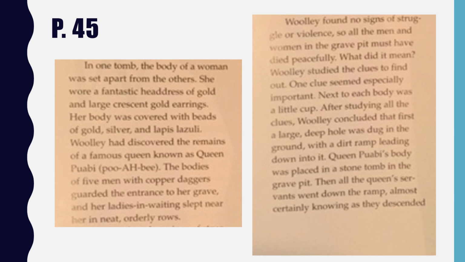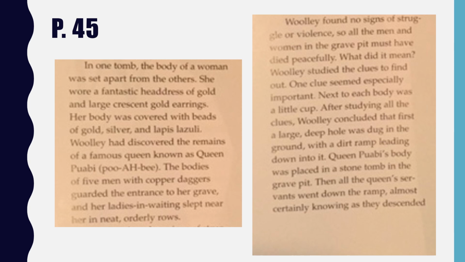He found no signs of struggle or violence, and so all the men and women in the grave must have died peacefully. And so what did that mean? He began to study the clues to find out what had happened here. One clue seemed especially important. Next to each body was a little cup. After studying all the clues, Woolley concluded that first, a large deep hole was dug in the ground with a dirt ramp leading down into it.